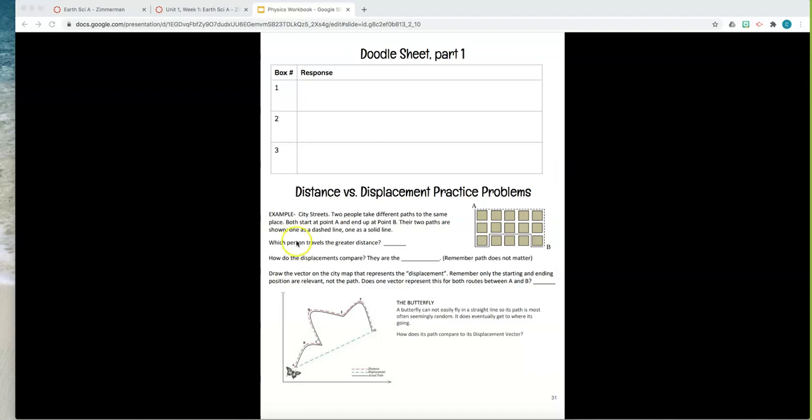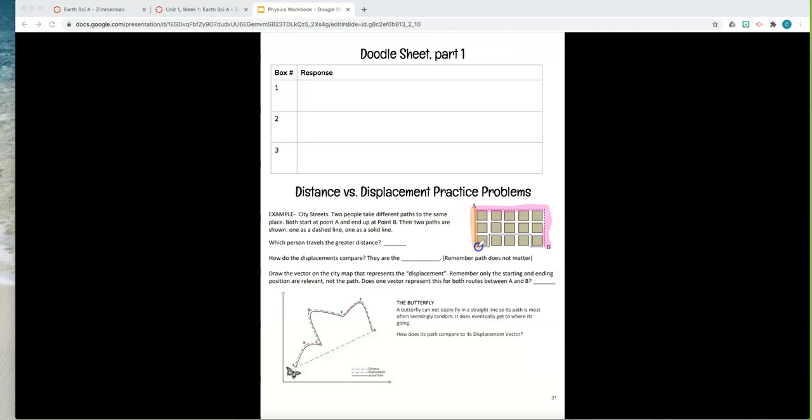So our example is two people take different paths to the same place. Both start at point A and end up at point B. Their two paths are shown. One is a dashed line and one is a solid line. So here is our dashed line and here is our solid line.